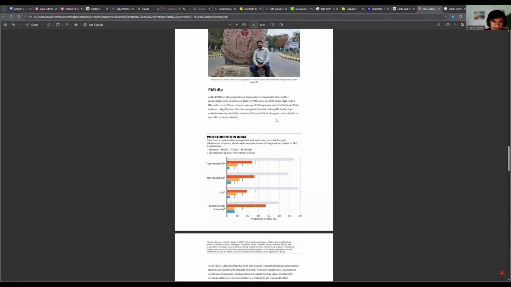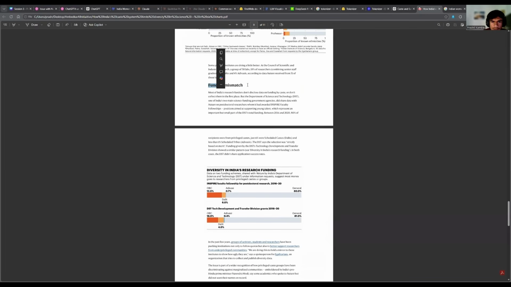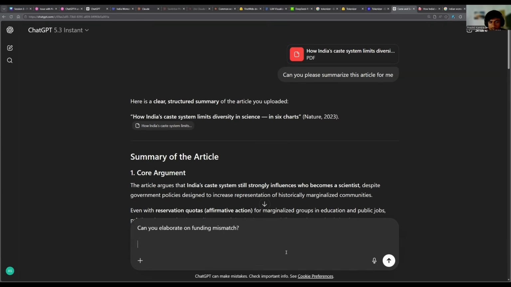I can also go to a specific place, let's say funding mismatch. And I can ask it, can you please elaborate on funding mismatch? I don't want to do that because of our time constraints, but I can ask it, can you elaborate on, did I copy it? Yes, I copied it. So funding mismatch. All right. And you know what? I can also say, can you as well find similar papers or cases?